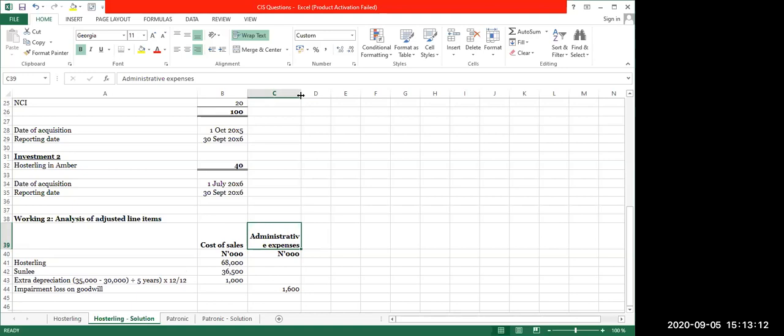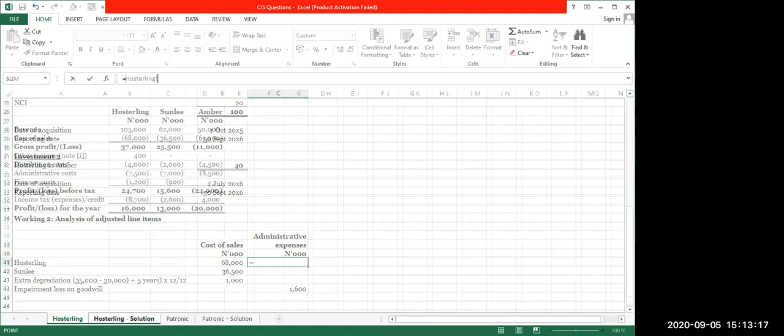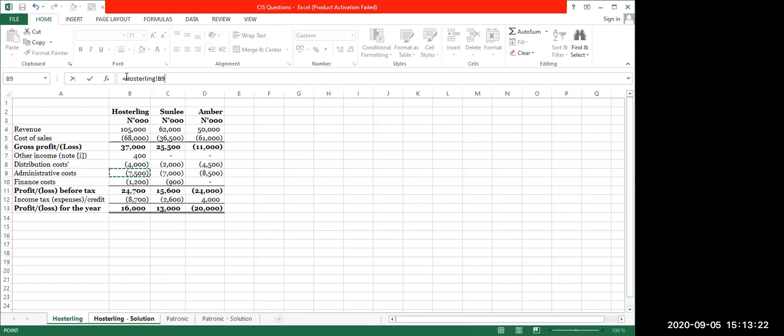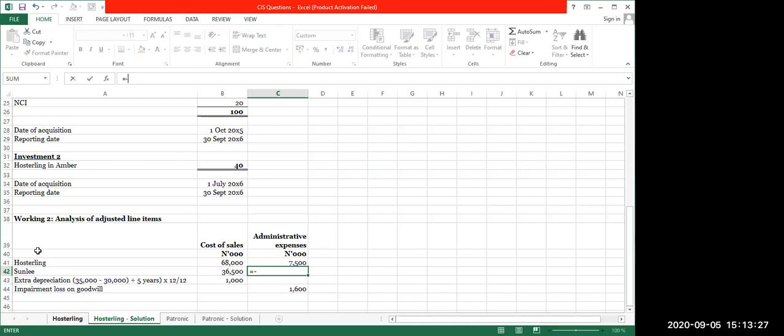So to complete this, we can say, okay, how much administrative expense does Hosterling have? As far as the question is concerned, Hosterling's administrative cost is 75. How much is Sunley's administrative cost? Sunley's administrative cost is 7,000. So there we go. We have the administrative expense.